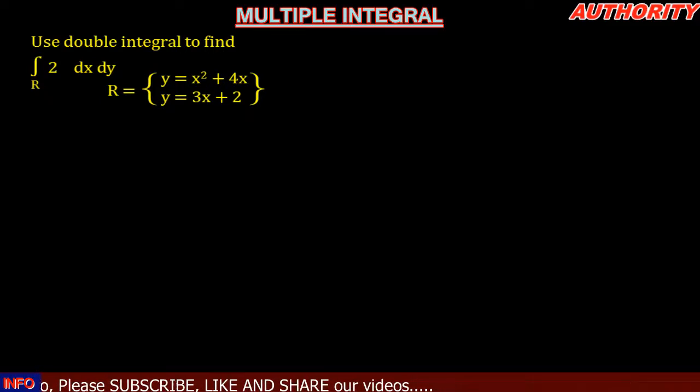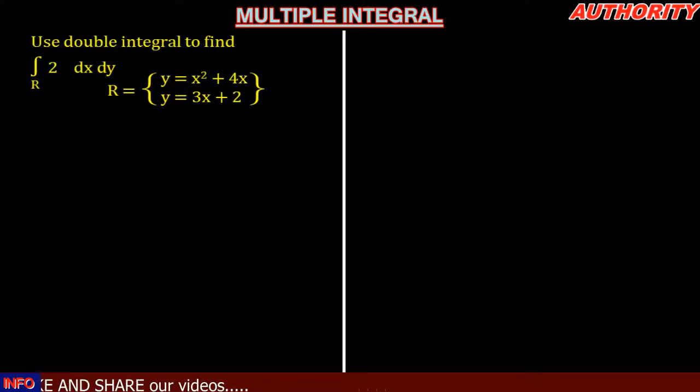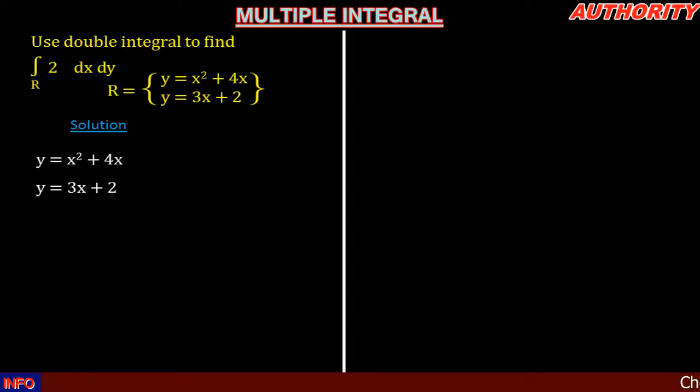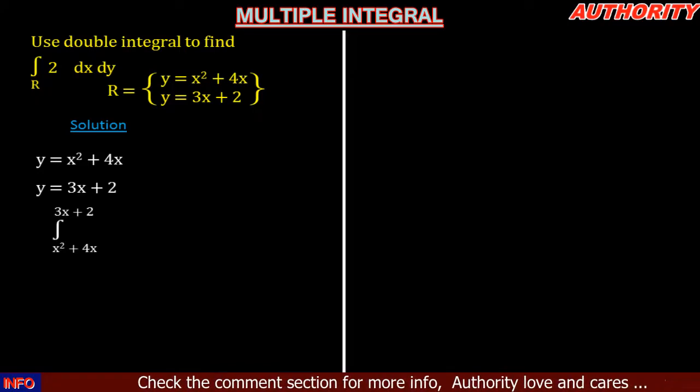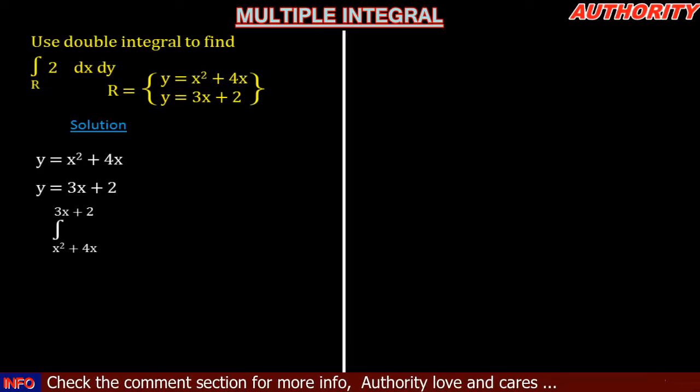Now, R is the region, or the interval, or the boundary, or the limit. We say that y is equal to x squared plus 4x and y is equal to 3x plus 2. One of them is the upper limit and one of them is the lower limit, the lower bound and the upper bound. That means we're going to have the integral from the lower limit x squared plus 4x to the upper limit 3x plus 2. So this is for y.